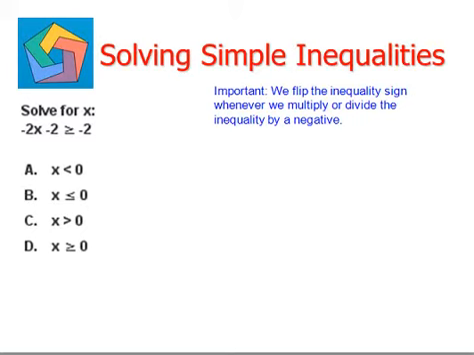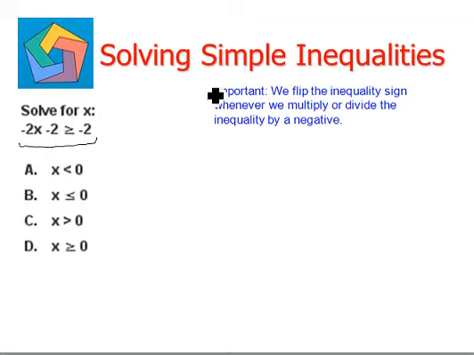The first one says solve for x and we're given an inequality: negative 2x minus 2 is greater than or equal to negative 2. Our steps involved in solving simple inequalities are the same as that of simple equations. It is just that the equality sign has been replaced by an inequality sign.